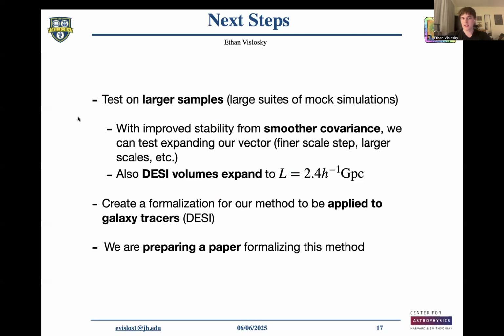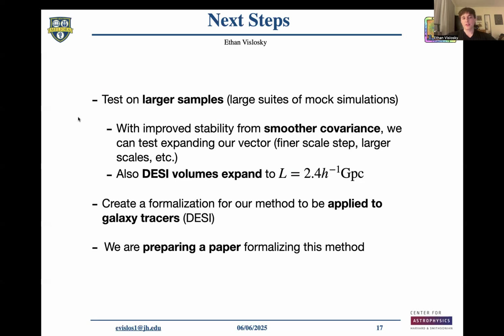And yeah, so the next steps are primarily to test on larger samples, so a larger suite of mock simulations. And with improved stability from a smoother covariance with this larger sample, we can test things like expanding our vector using a finer scale step, larger scales. And the DESI volume will also expand our total volume that we can probe, as it has general box lengths of 2.4 gigaparsec compared to R1.